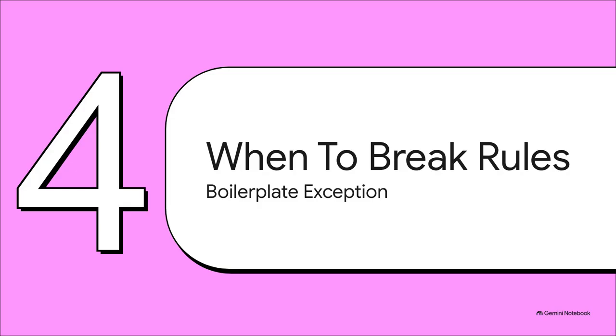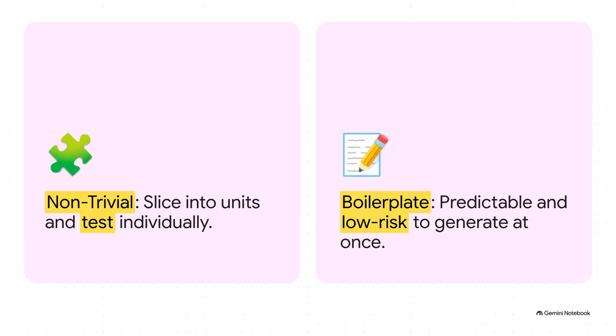Let's move on and see how this builds into Section 4, when to break the rules, the boilerplate exception. Now, to be fair, this scoping rule isn't an absolute, unbreakable law for every single keystroke. For any non-trivial builds, the bigger and more interconnected the feature is, the more it pays off to slice it up and test it individually. However, for genuinely boilerplate scaffolding, stuff like a standard config file or just a basic CRUD stub that's highly predictable and super low risk, it is perfectly fine to let the AI generate those predictable chunks all at once. Basically, just use your best judgment based on the complexity of the actual task.